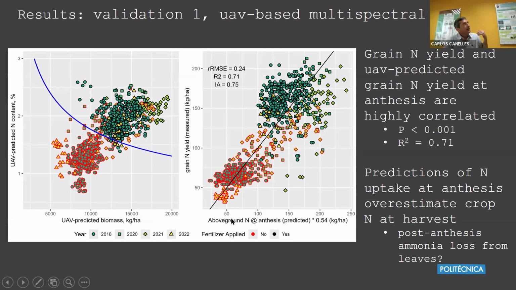The other is possibly post-anthesis ammonia loss from leaves. We were wondering where some of this nitrogen went, and I actually, to be perfectly honest with you, was not very well aware of how large of a scale the ammonia losses can be from leaves.